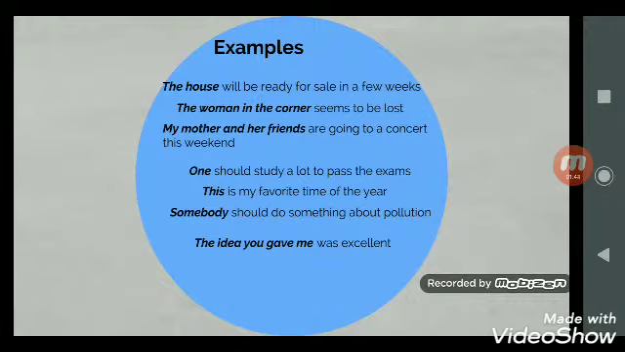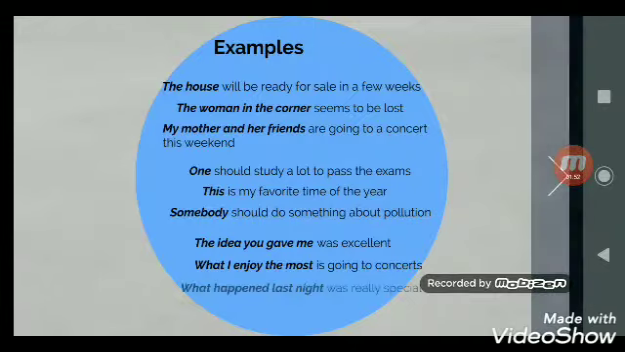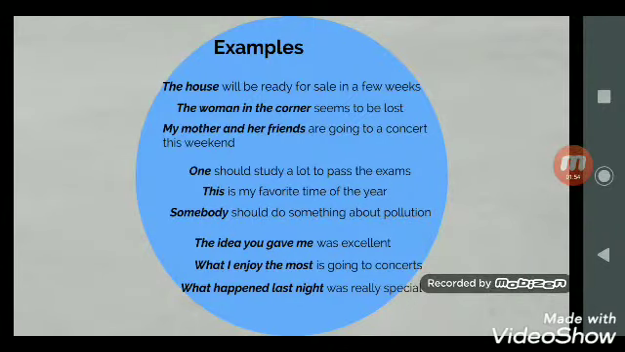And then we have, the idea you gave me was excellent. What I enjoy the most is going to concerts. True for me. And what happened last night was really special. In these last three examples, our subject is a clause. So if you analyze it internally, you will see that within the subject, we can find another subject and a verb, and sometimes an object or an object complement.